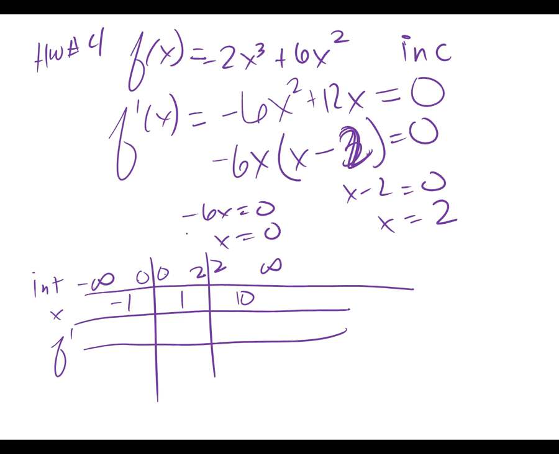Okay. Alright, I'm plugging into this here, which is my most simplified derivative. Negative 1 times negative 6 is going to be what? Positive. Negative 1 minus 2 is going to be negative, times a positive is negative. Plugging in a 1: 1 times negative 6 is going to be negative. 1 minus 2 is going to be negative, times a negative is positive. Putting in a 10: 10 times negative 6 is going to be negative. 10 minus 2 is going to be positive, so negative times a positive is negative. So I'm done. Okay.